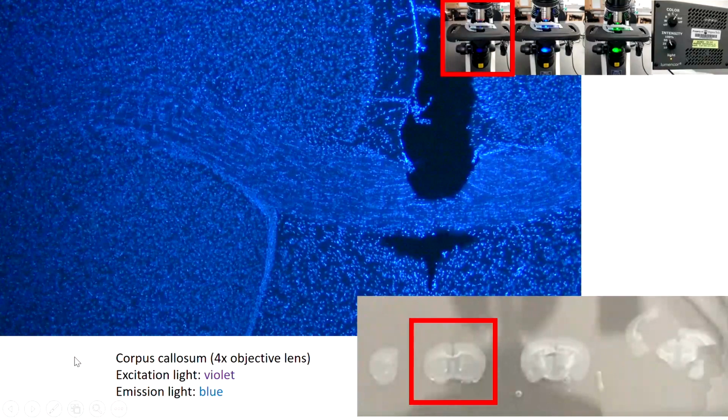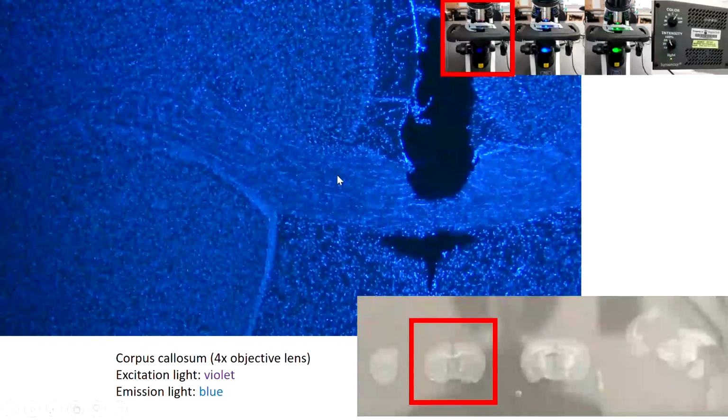Okay, let's take a look at the images that I take under the fluorescent microscope. First one, we started with a violet light, right? And this one is the image from this brain slice. I'm trying to take a photo from the corpus callosum. So this is the corpus callosum, under a 4x objective lens, and this is DAPI stain, so I use violet light. You see that's violet, and then you see the light coming through. That's violet light, and the emission light is blue, that's why you see the blue here.